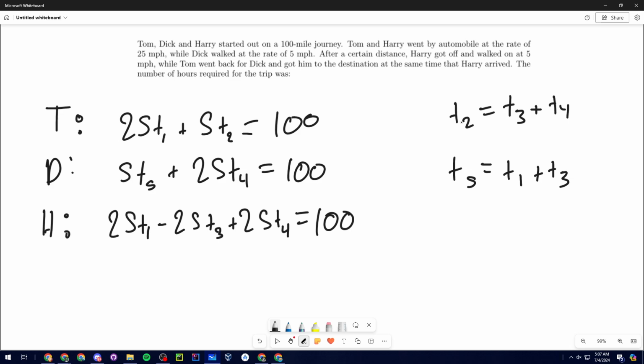However, we can make some nice substitutions. So let's look at it. Is there any variable that shows up in every single equation? Yes, because if you substitute T5 and T2, T1, T3, and T4 will all show up.